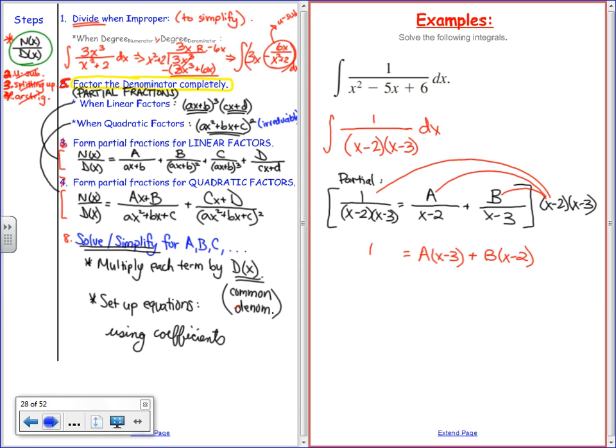And then set up equations using coefficients. Well, wait a minute. Hold on. I need to split up. A times x minus 3A plus Bx minus 2B. And then put x coefficients together. I need to figure out what are my coefficients of x. Well, coefficients of x are A plus B, times x, minus 3A minus 2B.